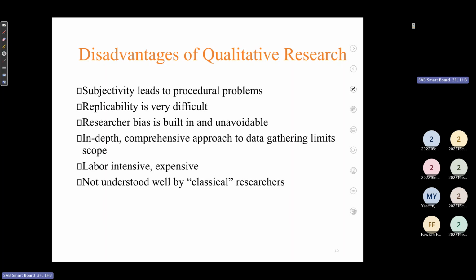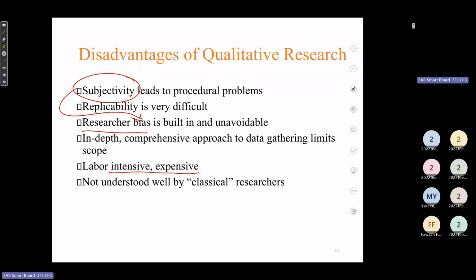Research is biased, of course. The biasness comes in because it's subjective. This comes in subjectivity, being biased. And it takes time, of course, because you have to do an in-depth examination. It's not easy to do qualitative research. It is labor intensive and it's expensive as well. And getting data also might not be easy.